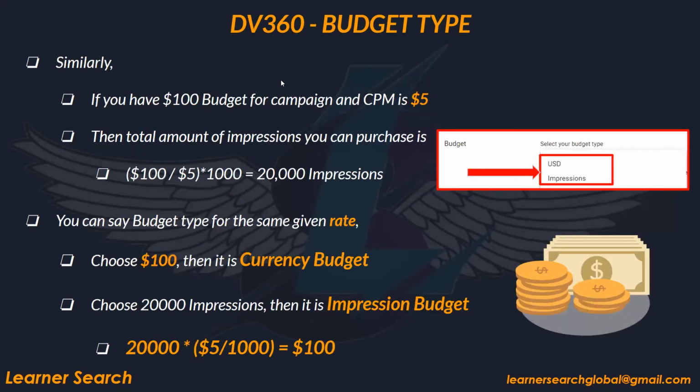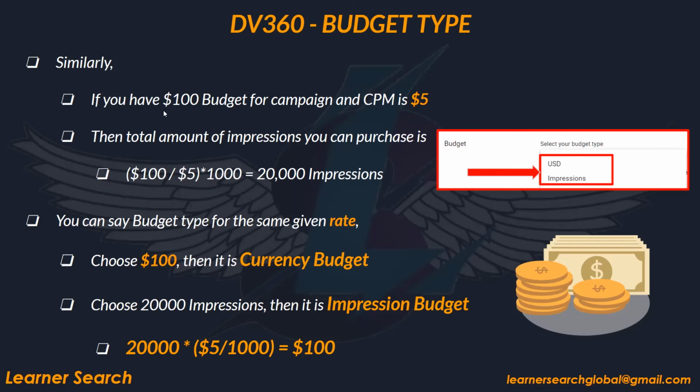Now let's apply the same concept here. In DV360, budget type is found at IO level. So let's take $100 as the planned budget for this IO for a given rate of 5. Now if we calculate here, the total number of impressions that can be purchased for the given budget and rate is 100 by 5 into 1000 equal to 20,000 impressions.